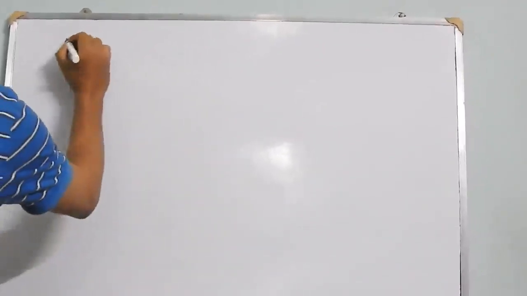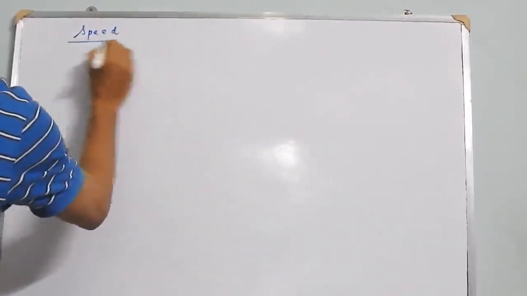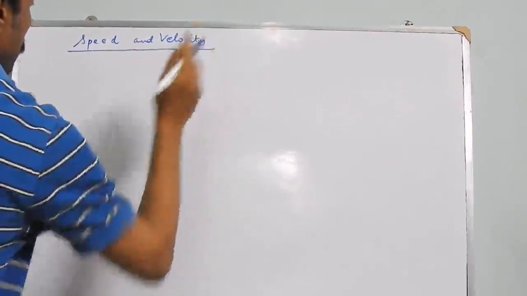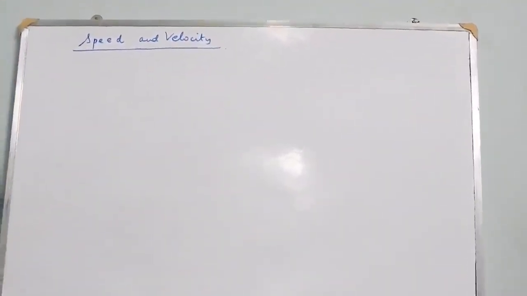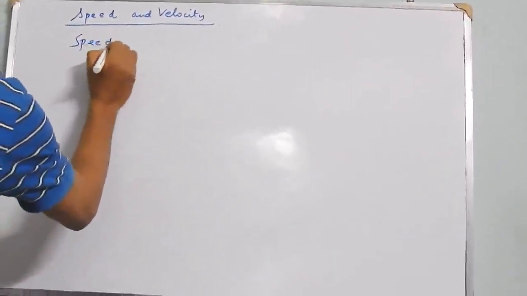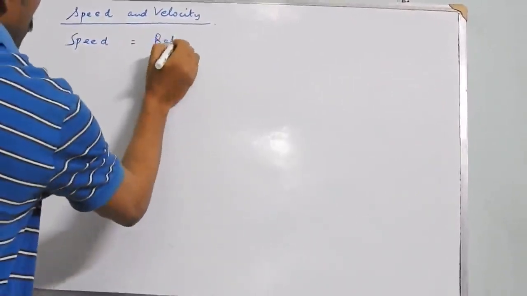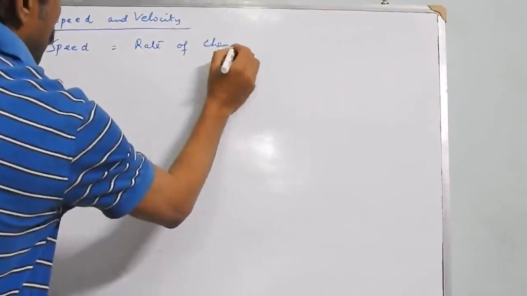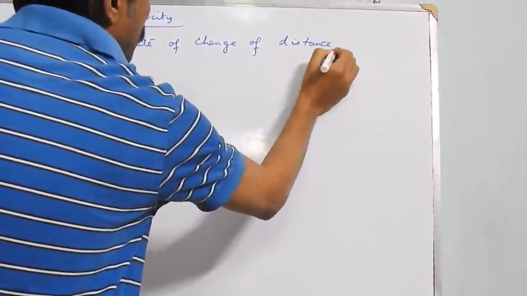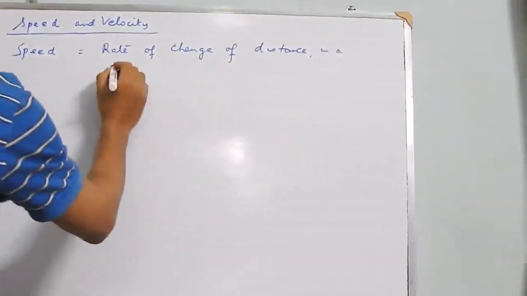Now we discuss speed and velocity. Speed and velocity of a body. Speed of any object or any body will demonstrate its motion, and while demonstrating its motion, speed will refer to the distance travelled in a given interval of time. So speed can be defined as rate of change of distance covered by the body in a given time interval.